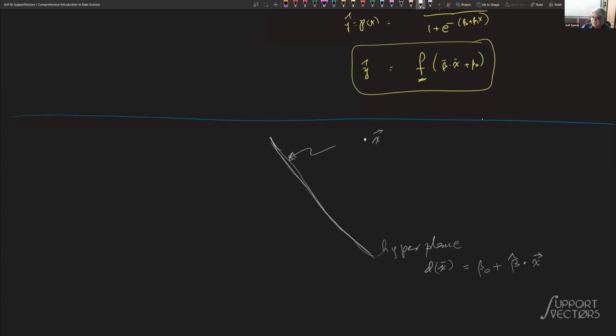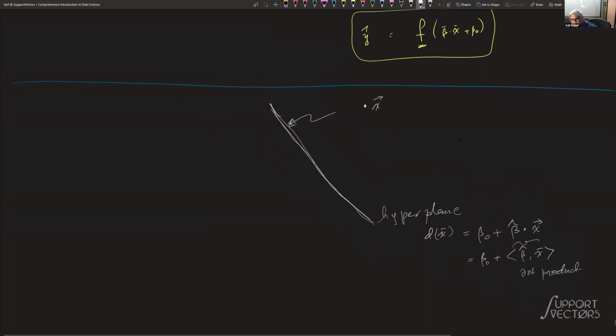Now, I will introduce a notation that I like, angle brackets beta hat, x. When I write this bracket notation, I mean exactly this dot product. It's a synonym. I tend to write it like this because when I'm studying my own code or my own notes or scribbled handwriting, it is much more clear to me.